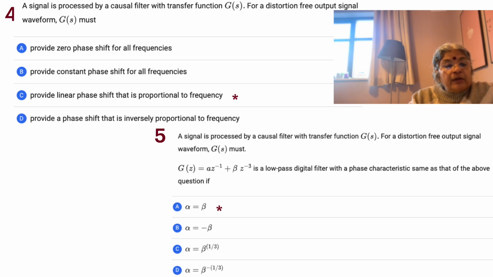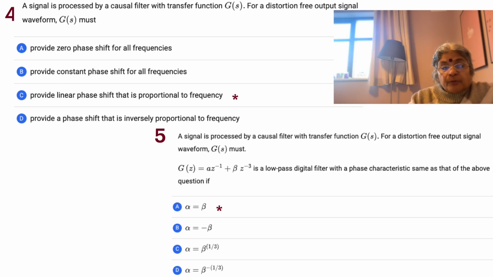Okay, provide zero phase shift for all frequencies. No. Provide constant phase shift for all frequencies. No. Provide linear phase shift that is proportional to frequency. Okay. Provide a phase shift that is inversely proportional. That's also not true. Okay, so let's look at the next problem which might make this particular question clearer.